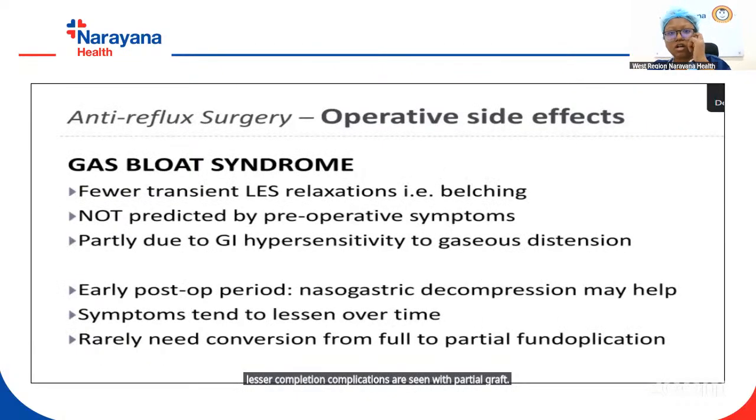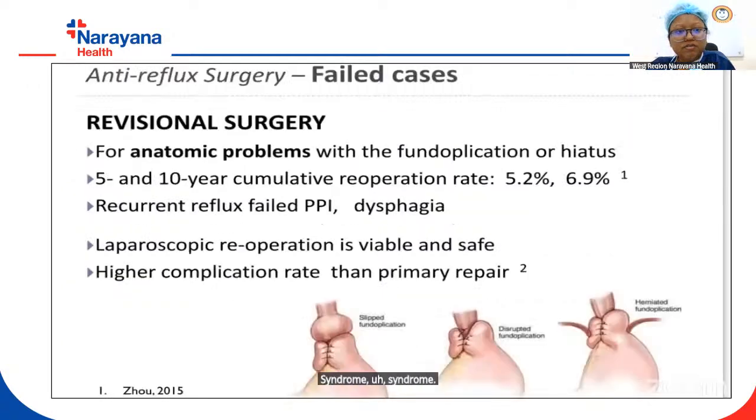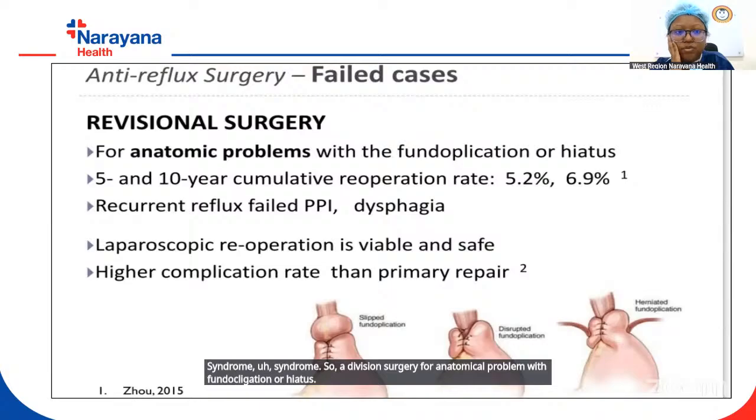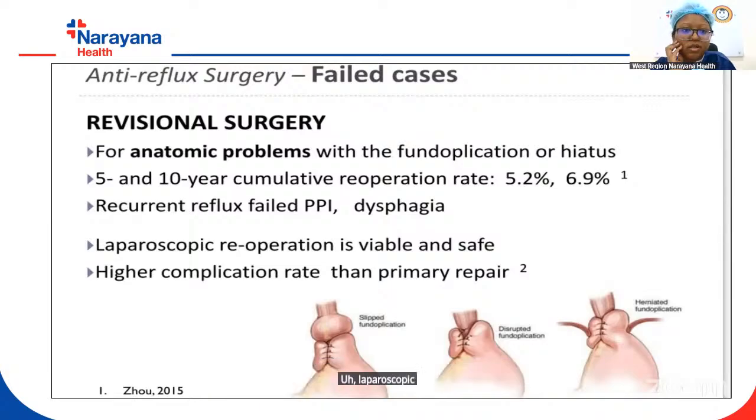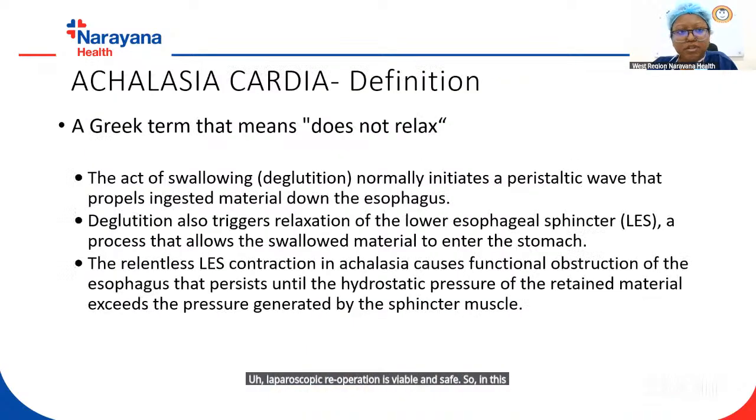So other side effects are gas bloat syndrome. Revision surgery for anatomical problem with fundoplication or hiatus: laparoscopic reoperation is viable and safe. So Nissen's complete wrap is preferred.